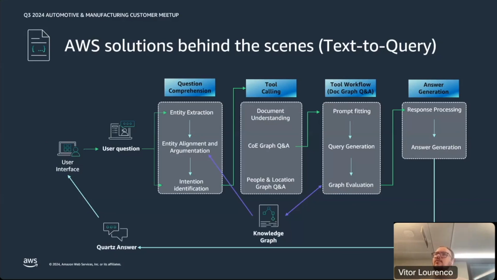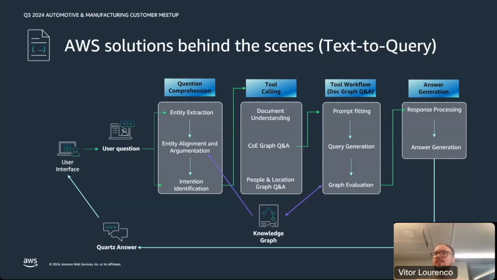This intention identification is paramount to evaluate the proper tool that we're going to call, given that we are using an agentic framework. So in this specific case, we are leveraging the COE graph Q&A. COE stands for correction of error, which is a document that is very common in Amazon that people write to explain and troubleshoot a specific challenge they face in the field.